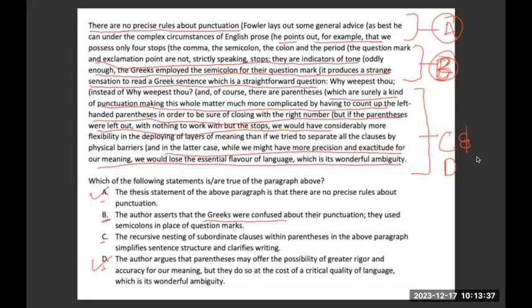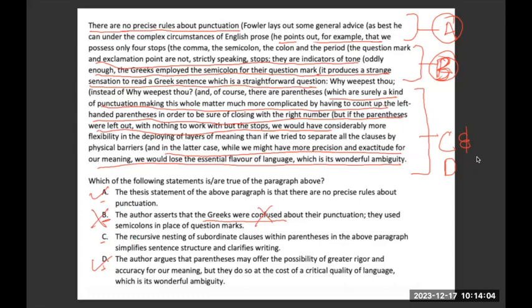So oddly enough, the Greeks employed the semicolon for their question mark. It produces a strange sensation to read a Greek sentence which is a straightforward question. Why weepest thou? Instead of why weepest thou? And of course, till that point, we are sure that the Greeks were not confused about that part. The author finds it strange. It's not that the Greeks were confused about it. He's not asserting that part. So B is wrong.